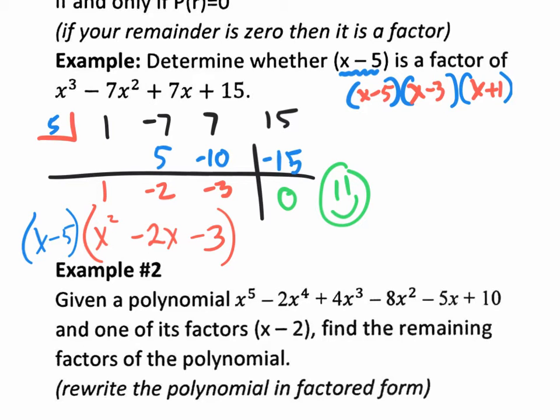Now, that wasn't even part of this question. All it asked for was, is this a factor of this? And the answer is yes. Why? Because when you plug in the opposite 5 right in there, you get 0 as a remainder. So yes, it's definitely a factor. But I took it a step further. I took these numbers and created my depressed polynomial from it, and then I factored that further.